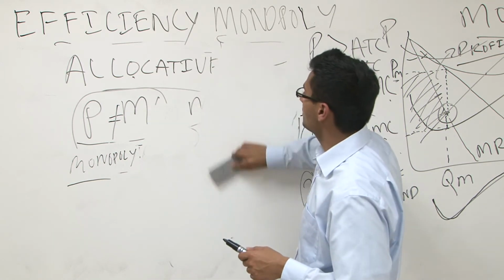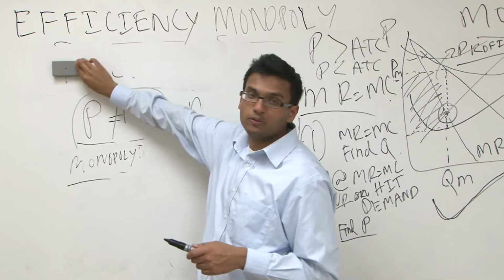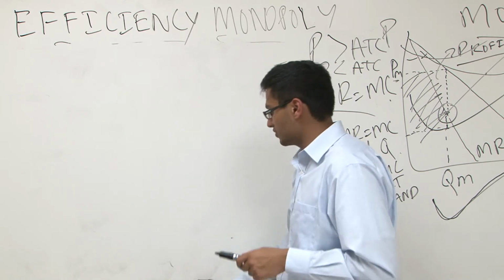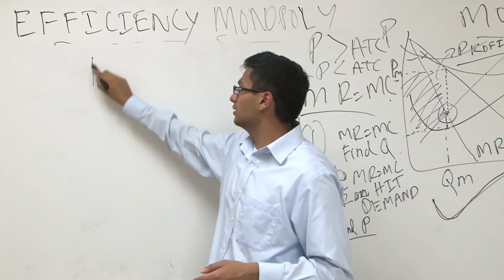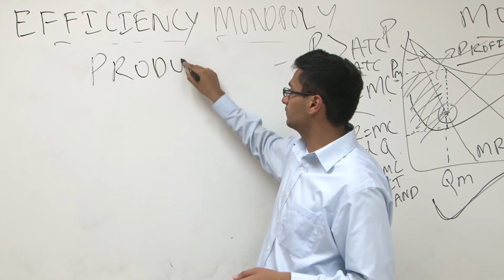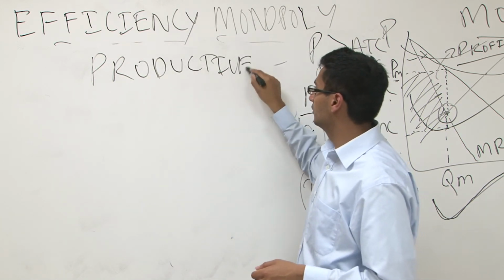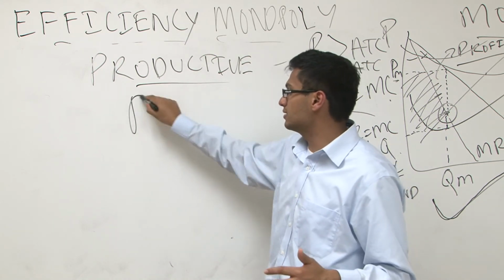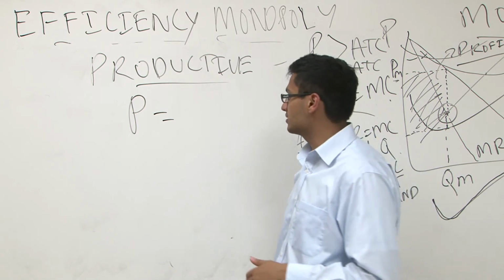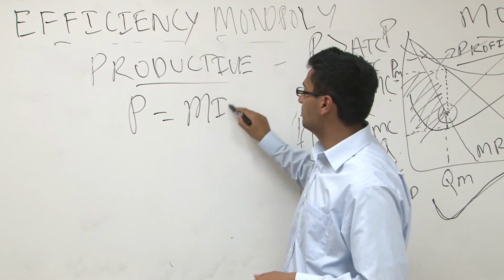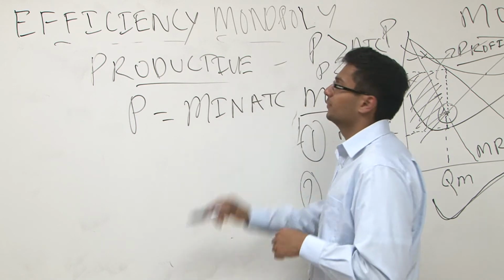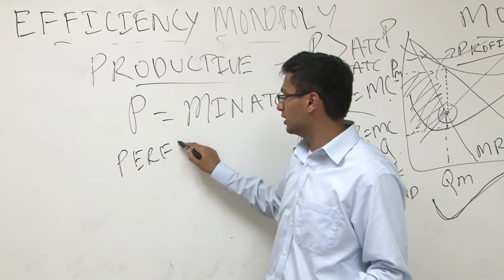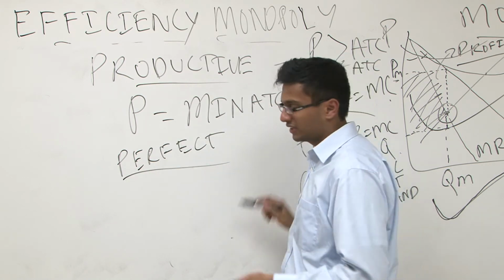All right, so productive efficiency, I'm sure if you don't remember from last time, we talked about it. The difference between allocative efficiency and productive efficiency is that in productive efficiency, the question is, is the price equivalent to the minimum ATC? All right, let's talk about perfectly competitive first, okay? We're talking about perfectly competitive.